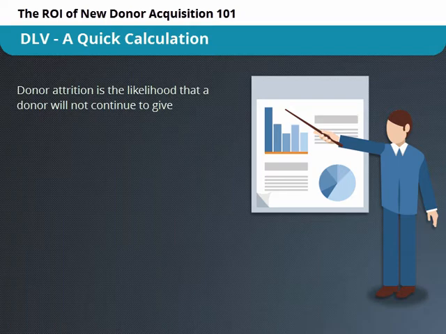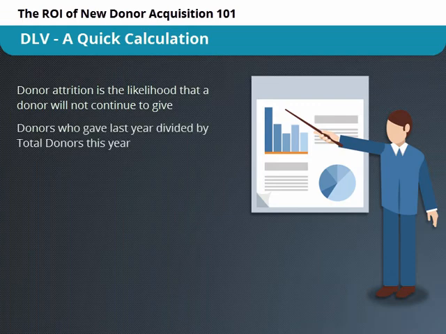Next, assess donor attrition, or the likelihood that a donor will not continue to give. Do this by taking the number of people who gave last year and who do not give this year and divide this by the total number of people who gave. This is known as the donor attrition rate.